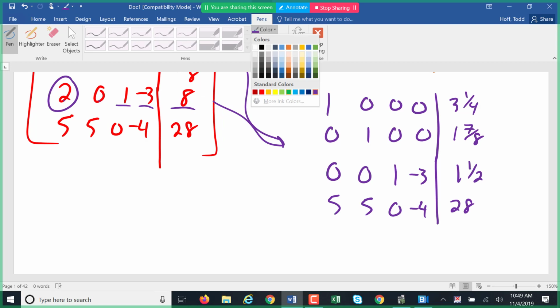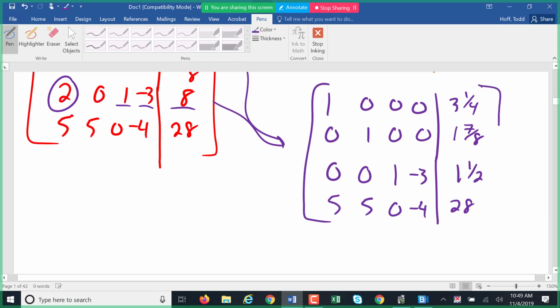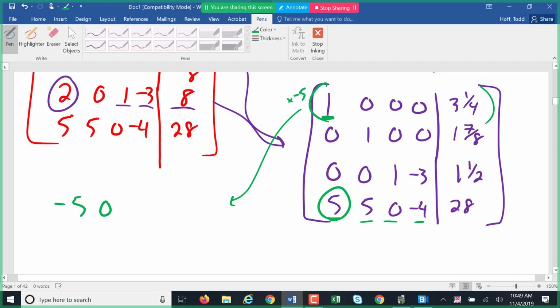Well, let's work on that bottom row. Let's start by getting rid of this 5. So I'm going to multiply the top equation. Notice that's the one that has a 1 only in that location. It's all other zeros, so that I know I can use that to get rid of this 5 and not affect any of those other terms. So I'm going to multiply this by a -5. So I have -5, 0, 0, 0, -16 1/4. Other rows aren't going to change.